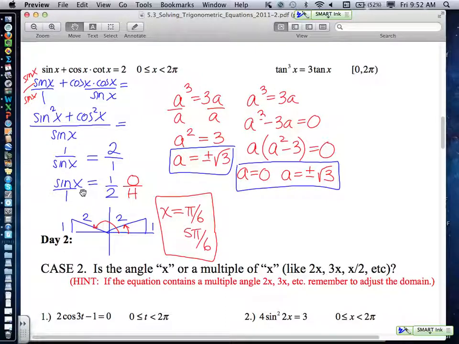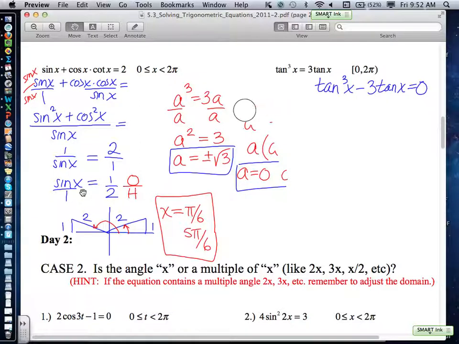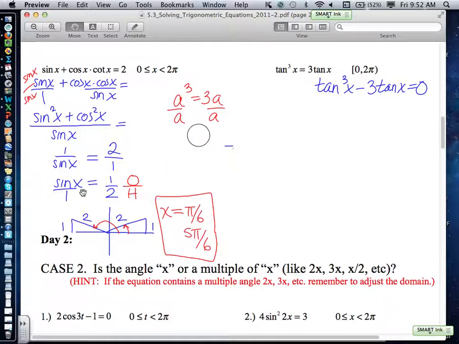So kind of taking that knowledge to this problem, I'm going to now write this as tangent cubed x minus 3 tangent x equals 0. So I did a subtraction, and now I'm going to factor. And I'll erase this just to make a little space here. That was a little algebra lesson as a reminder. We need lots of algebra reminders.